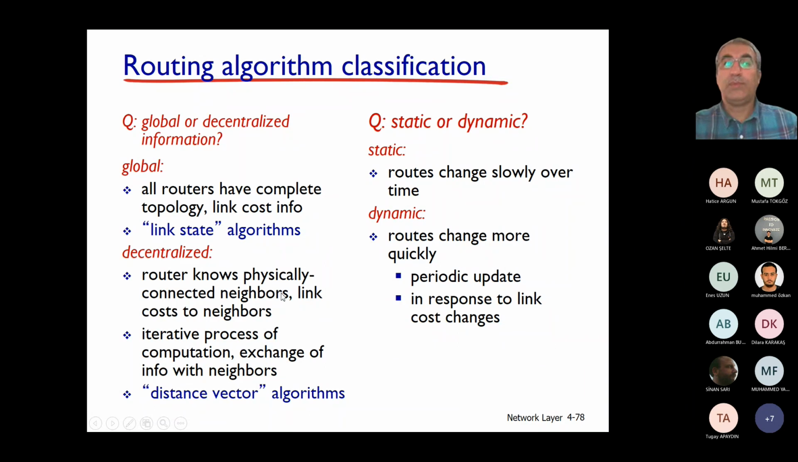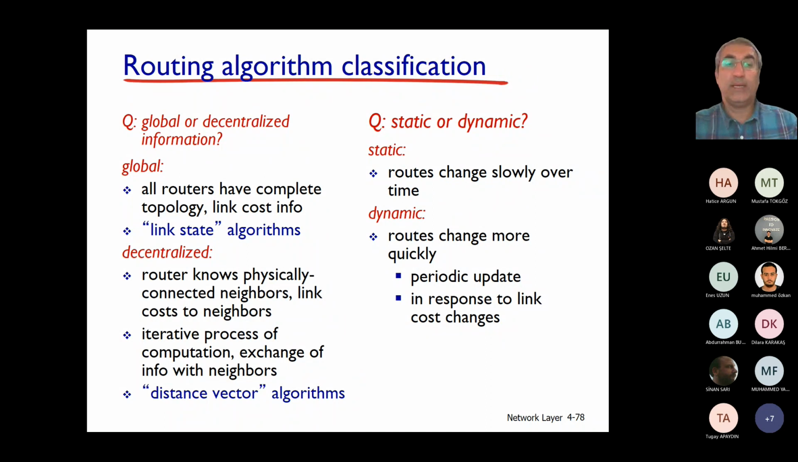Okay, so we said that routing is responsible for finding the least cost path. The next question is, what are the approaches in terms of routing? We split into two main approaches. The first one is the global approach. The second one is called the decentralized approach.